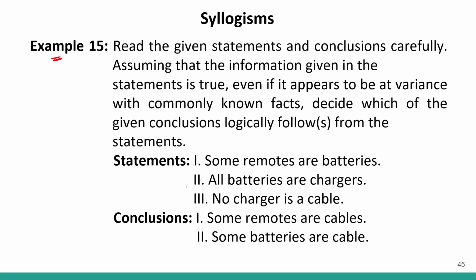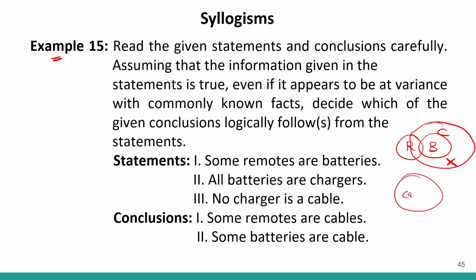Example 15, last question for this lecture. 3 statements, 2 conclusions. Statement 1 says some remotes are batteries. All batteries are chargers. No charger is a cable. That means there will be no overlapping between charger and cable.